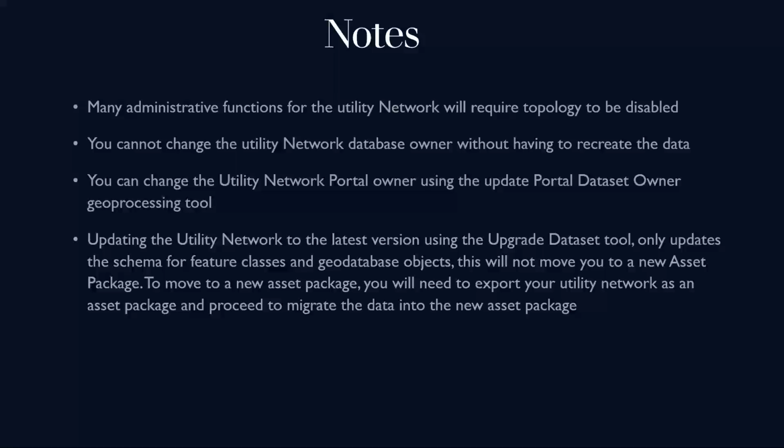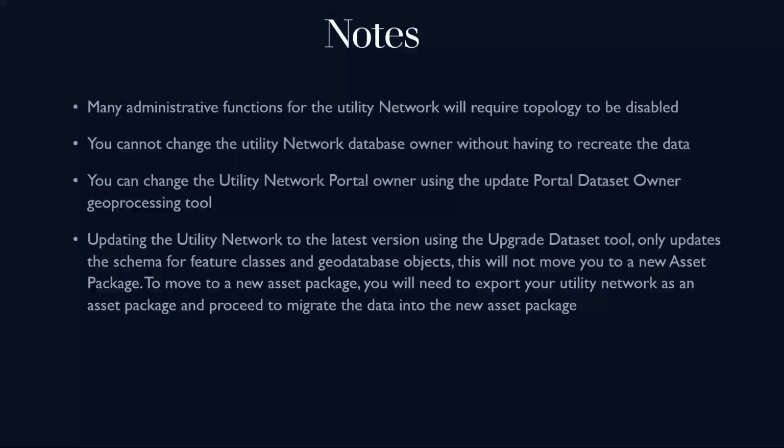Just some notes. Many of the administrative functions for the utility network will require topology to be disabled. That would include basically any rules, connectivity, subnetwork controller definitions; all those will require that topology is disabled. You cannot change the utility network database owner without having to recreate the data. However, you can change the utility network portal owner by using the update portal dataset owner geoprocessing tool.